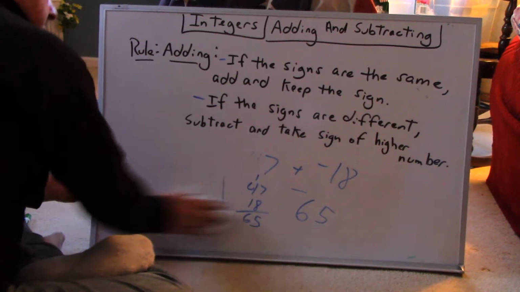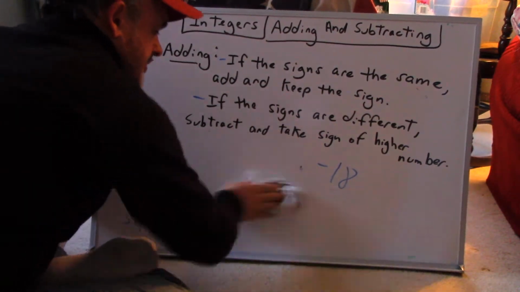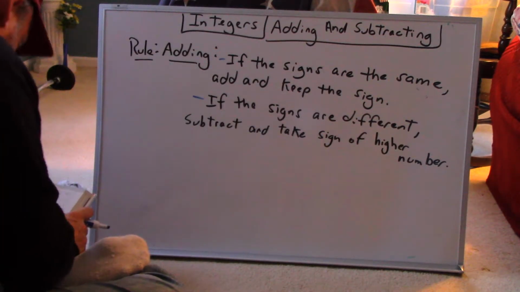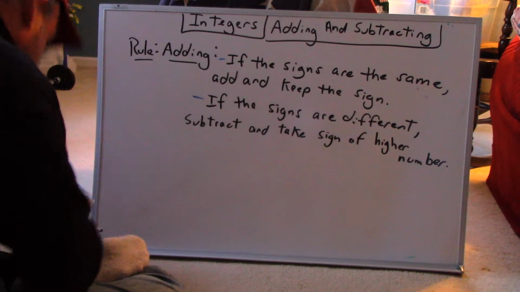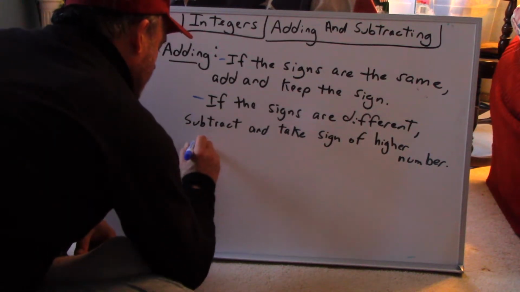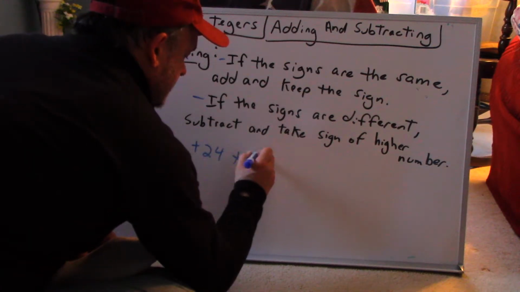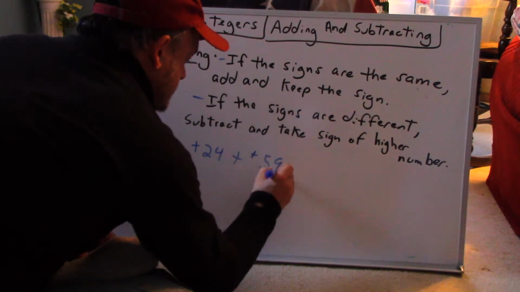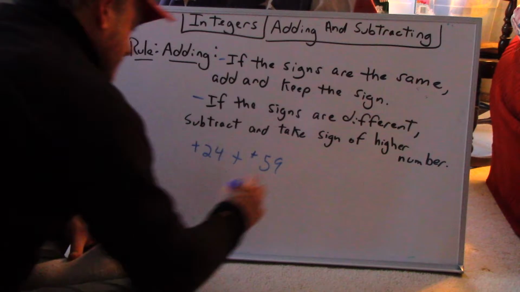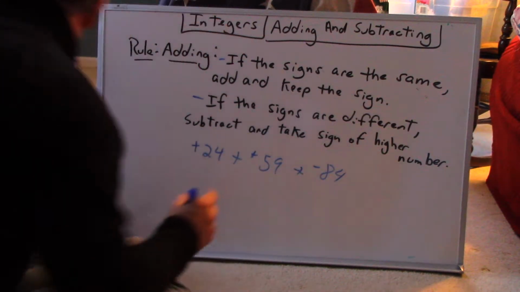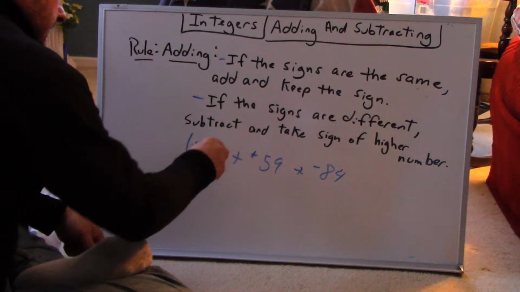Now, let me do another one here. I want to do one that's a little larger. I'll show you something here. What if you had a situation where you had 3 numbers, right? Here's an example. Positive 24 plus positive 59 plus negative 84. So now it's 3 numbers, right? So we're going to do this.